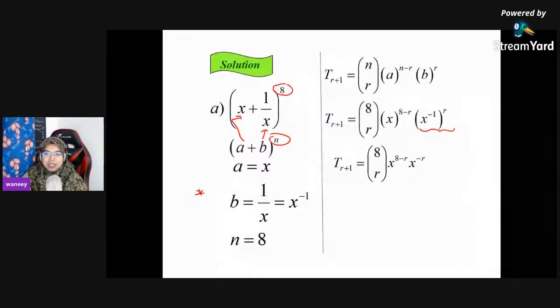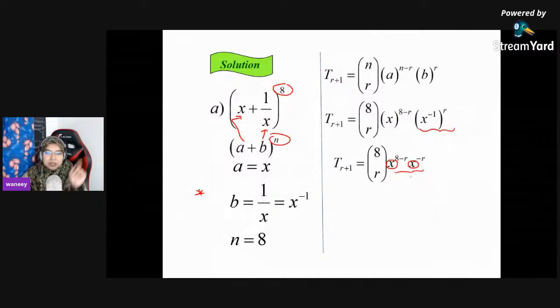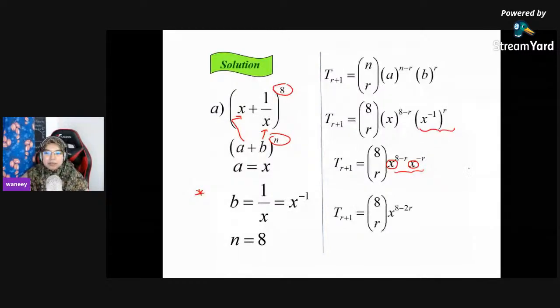And then as you can see, this is x, this is also x. So I have something with a common base. So we have x to the power of 8 minus r, times x to the power of -r. If we have a multiplication between the same base, I can actually add the index. So it will become 8Cr, and then x to the power of 8 minus 2r, because we have 8 minus r minus r. So minus 2r there.